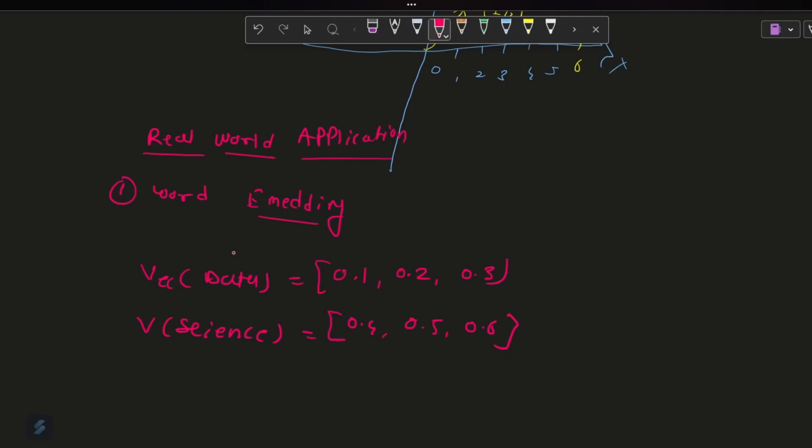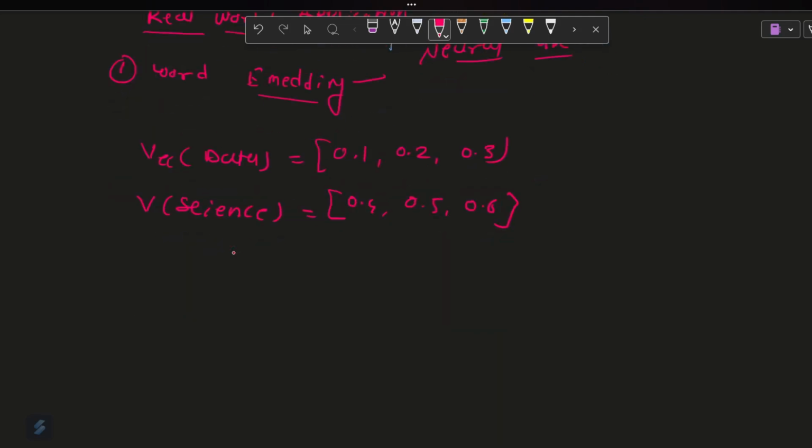Basically, this is what embedding does when you learn about neural networks. It is very useful in neural networks. In that case, we simply add the two vectors, the vector data plus the vector signs, which means we add both vectors. So we get 0.5, 0.7, and 0.9. So this is the vector addition.